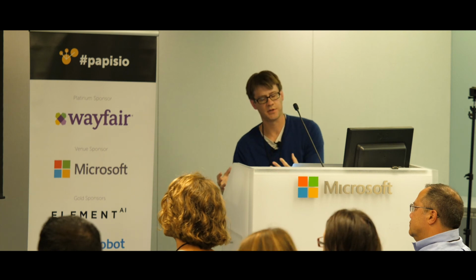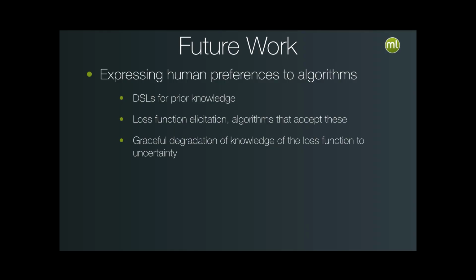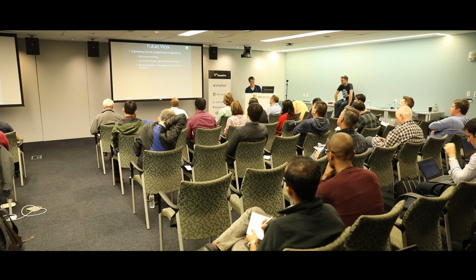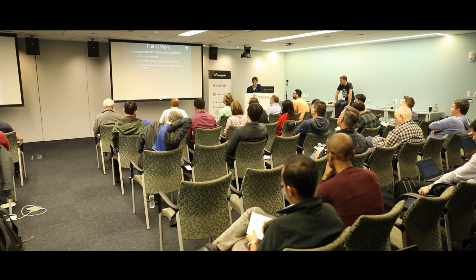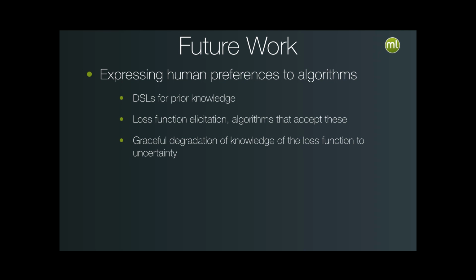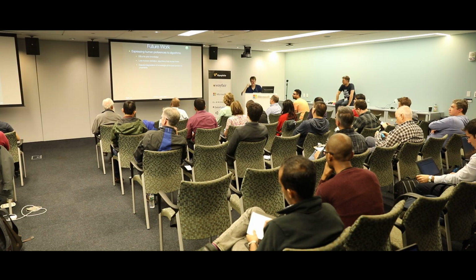And then graceful degradation of the loss function to uncertainty. Most algorithms, when you train a model, you make an assumption about the loss function. Oh, I have no information, so I'm going to assume all mistakes are the same. That seems silly to me. Really, if you're a Bayesian, what you would do is say there's a distribution over loss functions, right? And you would get evidence in, and eventually your uncertainty about the loss function would reduce to nothing. And so graceful degradation of your knowledge about the loss function to a completely uncertain state would be interesting.